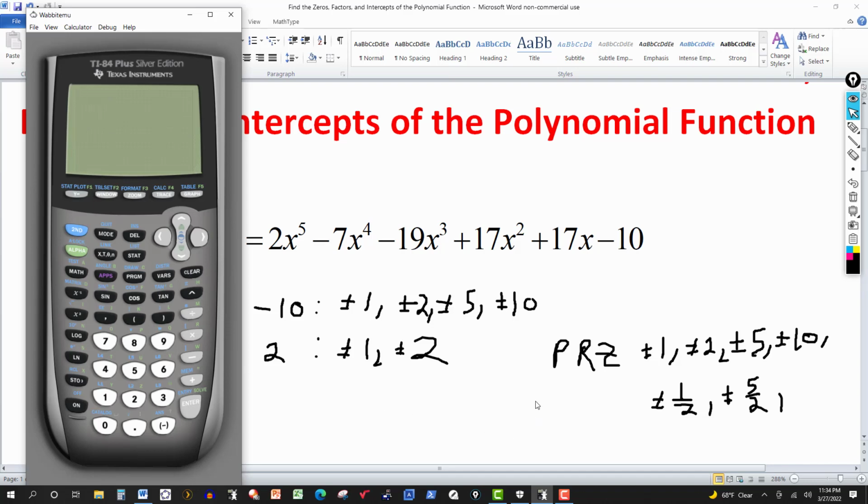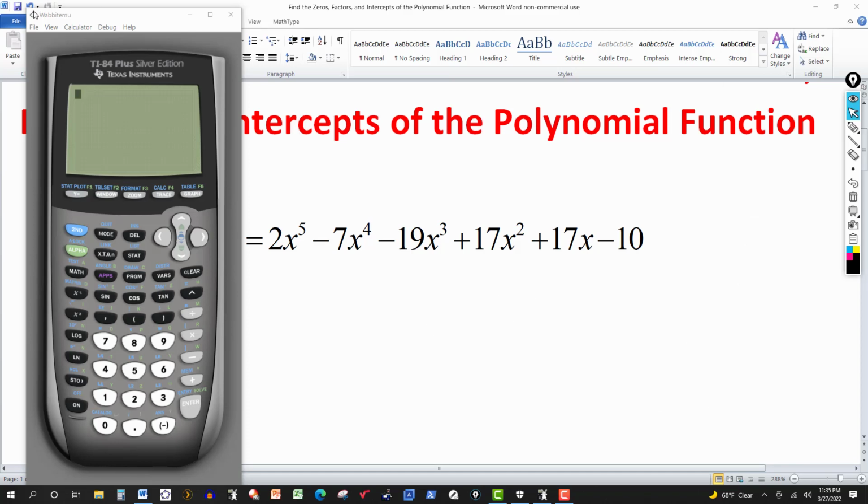So just to remind you here, if you know that R is a 0 of a polynomial, you know that x minus R is a factor. If I know that 1 is a 0, then x minus 1 is a factor. If I know that negative 1 is a 0, I know that x minus negative 1 is a factor. So x plus 1 would be a factor.